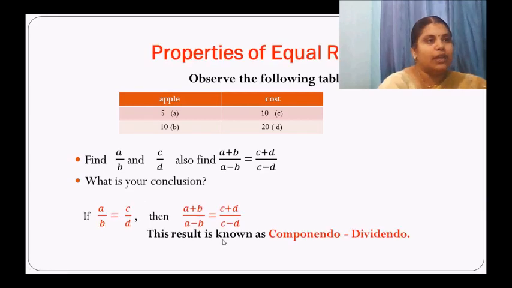The next property of equal ratio, which is the combination of componendo and dividendo. Here we have to calculate A plus B by A minus B and C plus D by C minus D. Here we get the conclusion: if A by B is equal to C by D, then A plus B by A minus B is equal to C plus D by C minus D. This result is known as componendo dividendo.